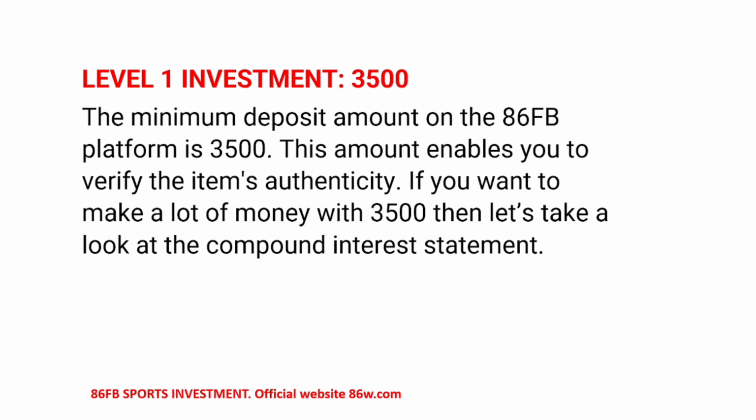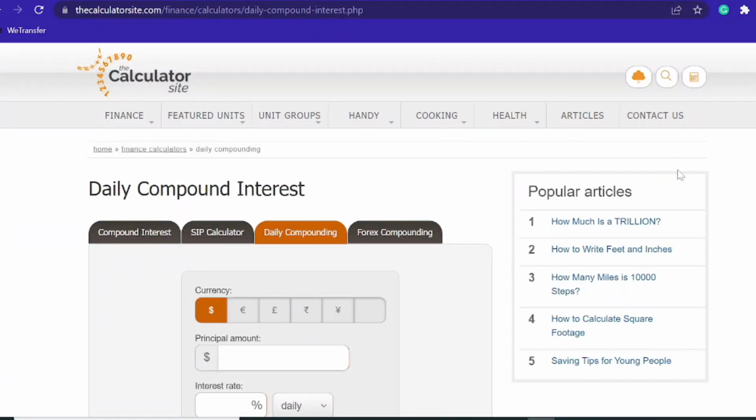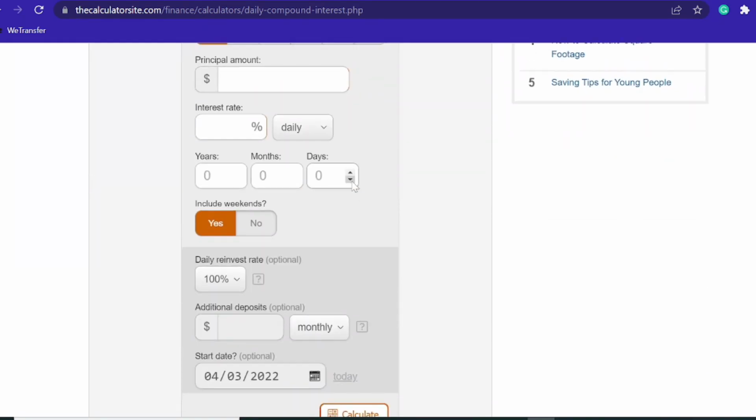So let's take a look at the compound interest statement from the compound interest calculator and see what we can make with this little amount of money. All right, so join me as I take you to the calculator right now. All right, so this is the compound interest calculator. You can take a look at the interface, look at what it looks like.